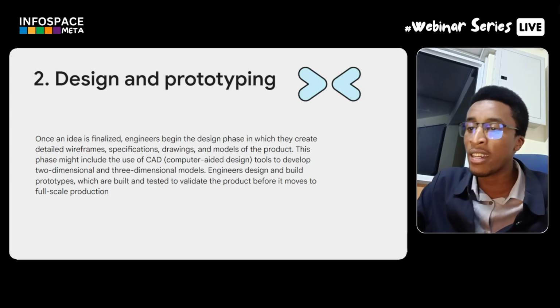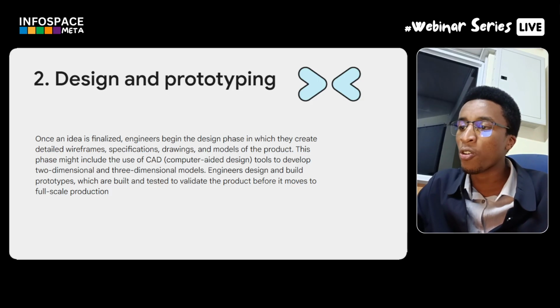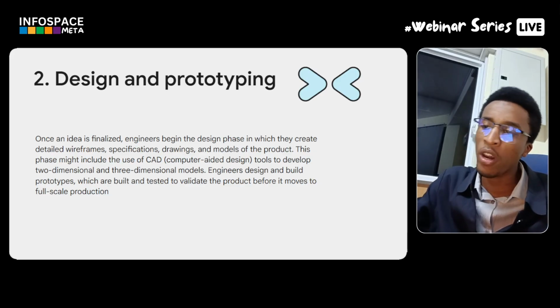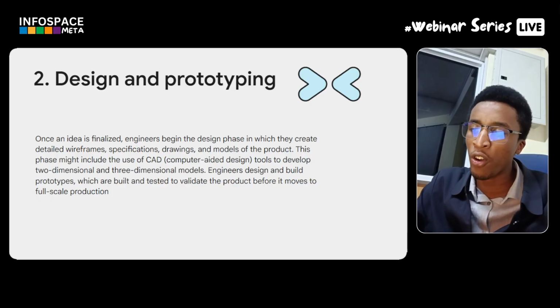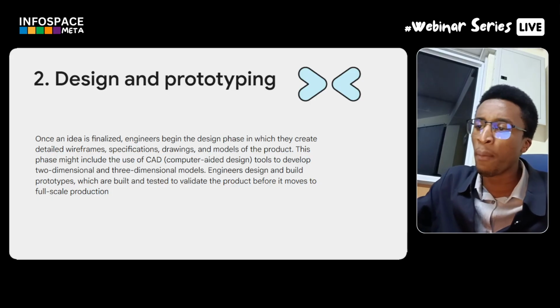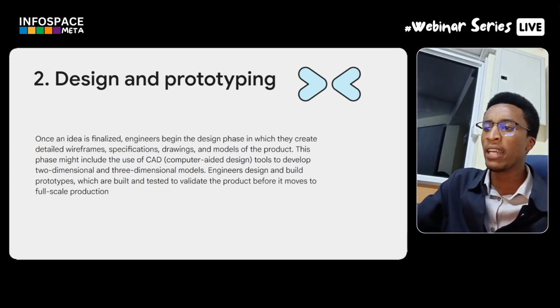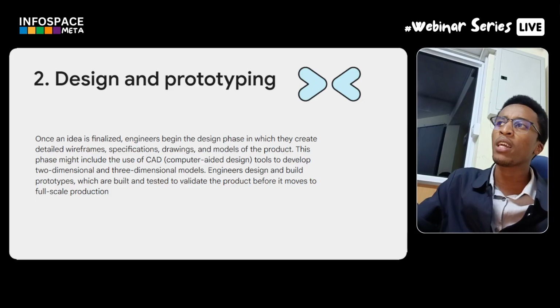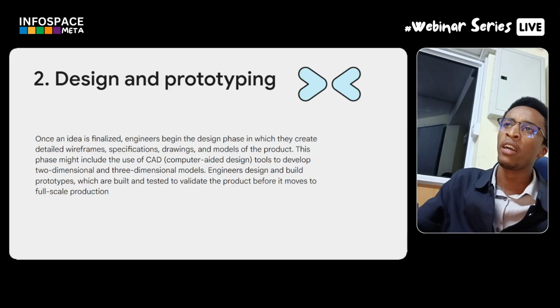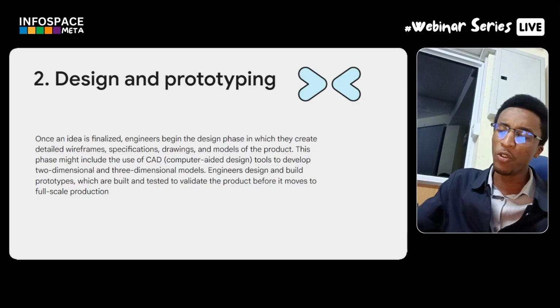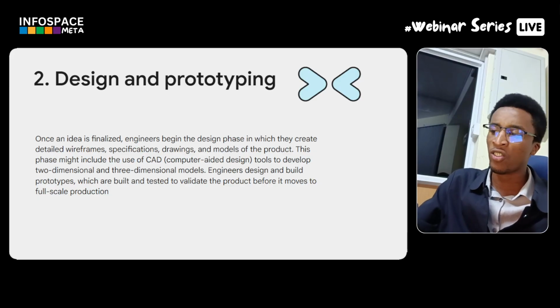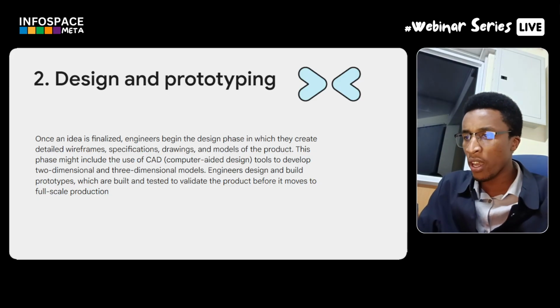So engineers will generally design and build prototypes. A prototype is a smaller, not fully functional version, but something that gives you a glimpse of how the final product will look. They are built and tested to validate the product before it moves to full scale. So in design and prototyping, most of the time we need to design our software. From a software perspective, draw your Figma. Sometimes you need to architect it and have architectural drawings, let's say ERDs, and that's where I'll go next.